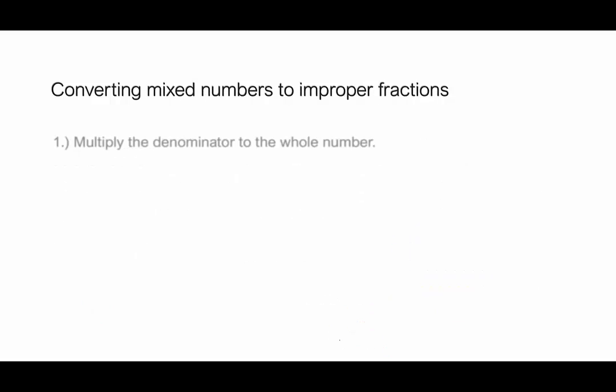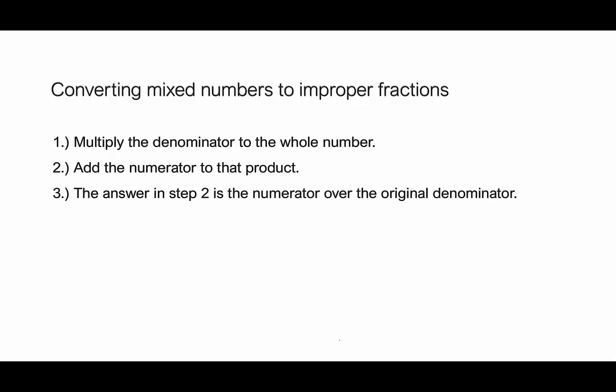What about going the other direction, converting from mixed numbers to improper fractions? First, we'll multiply the denominator to the whole number. I'm going to explain why we do that in just a minute. Then we're going to add the numerator to that product. Lastly, the answer in step 2 is the numerator over the original denominator. Okay, so why do we do step 1? Because if we don't know why, we might forget this rule and then not know what to do.